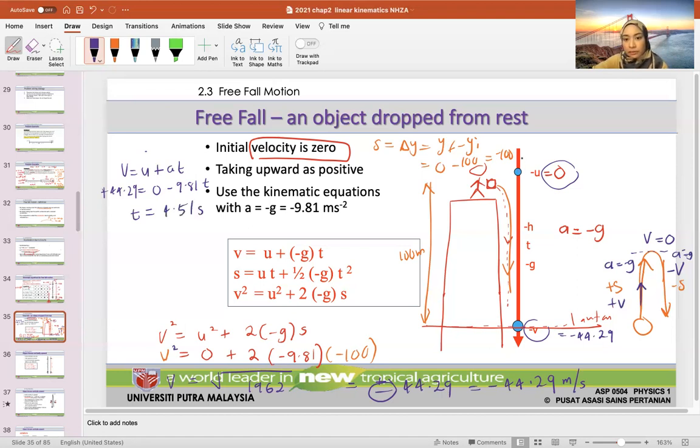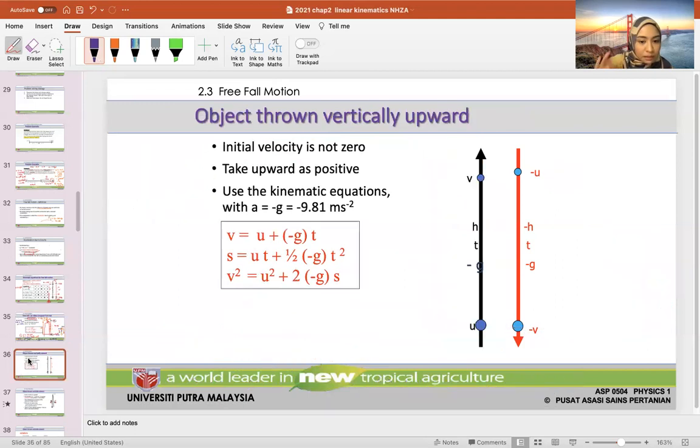So the time taken for Hazira to fall right down to the floor, or to the ground, is 4.51 seconds. So it takes quite long to reach, because it's 100 meters. Quite far. Alright, so that is your first example. So now we go to our actual examples.